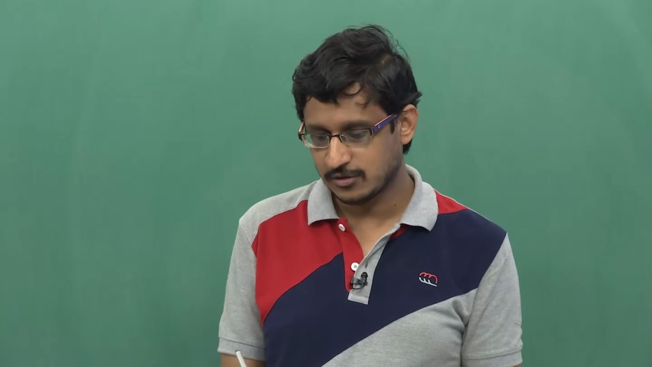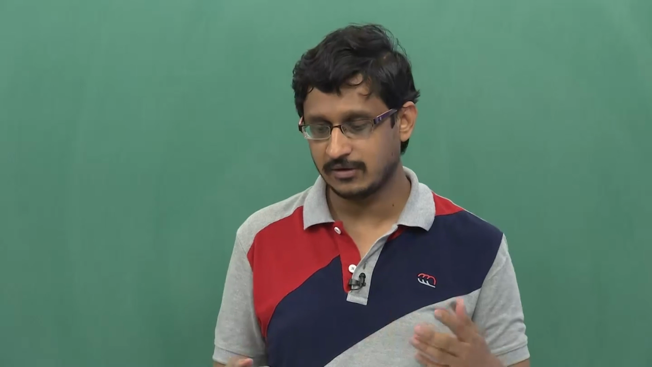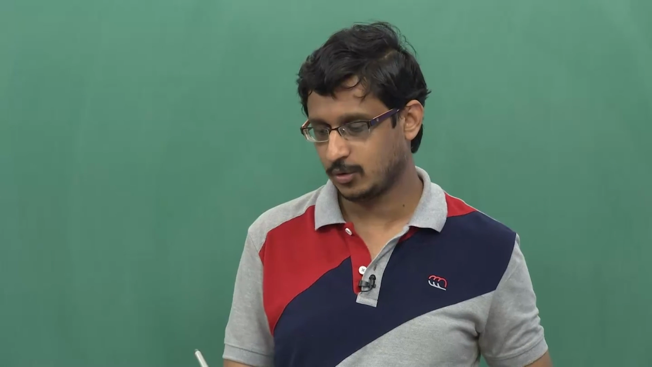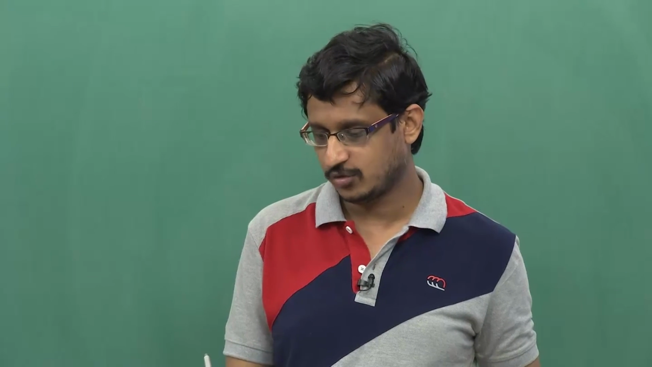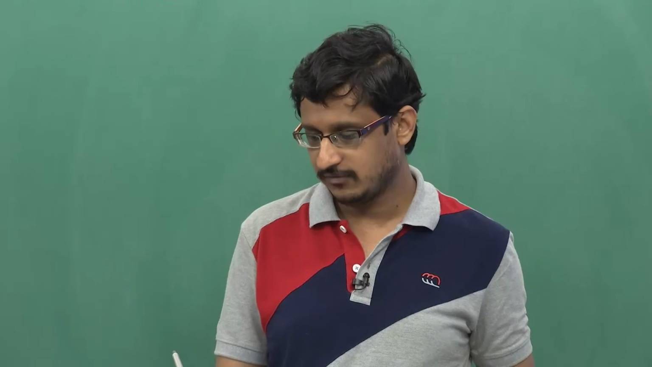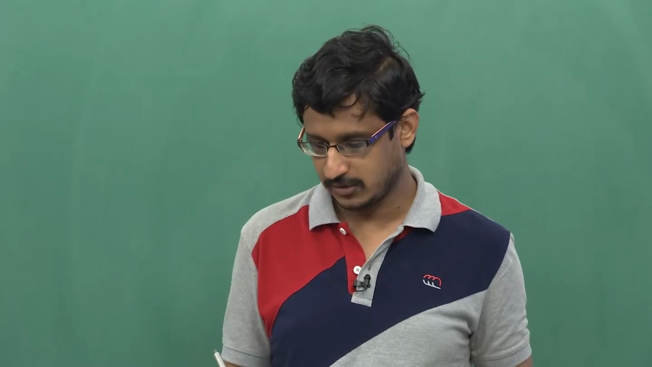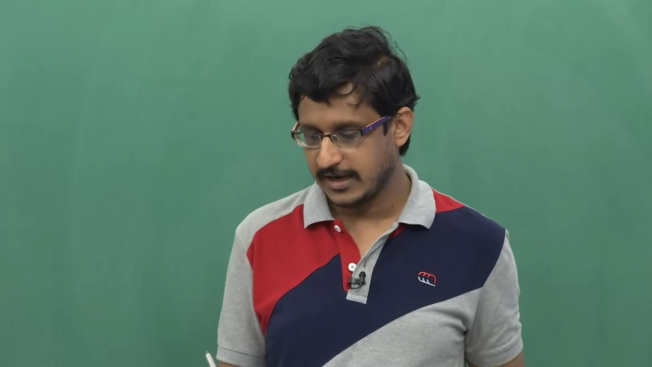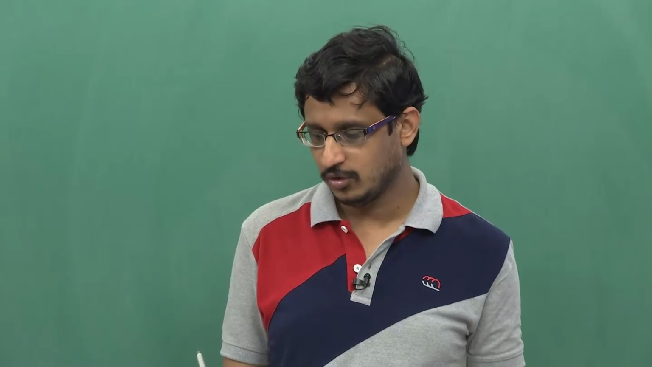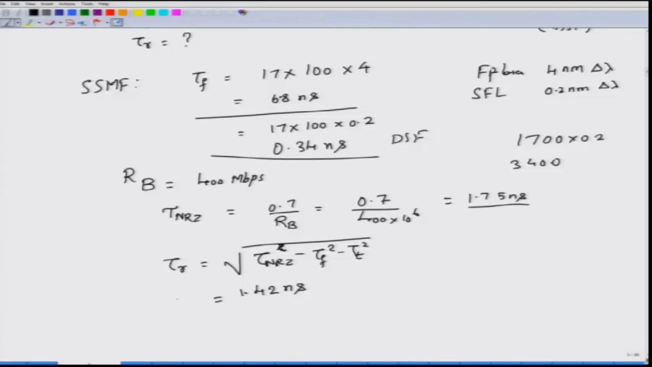So, in this case, the receiver rise time is given by the square root of tau NRZ square minus tau f square minus tau transmitter square. You can substitute all these values, and it will turn out to be 1.42 nanosecond. Okay. So, the receiver rise time is around 1.42 nanosecond, which is much smaller than 1.75 nanosecond.